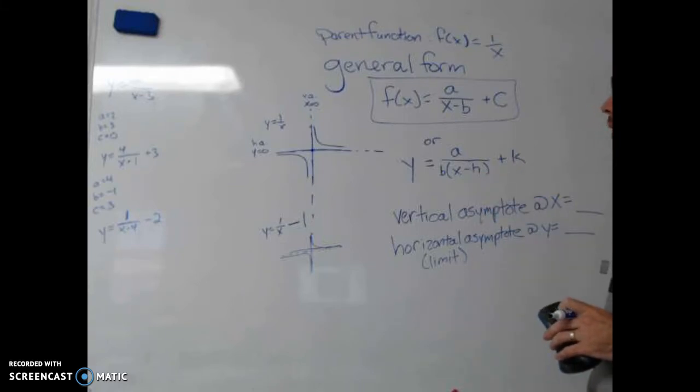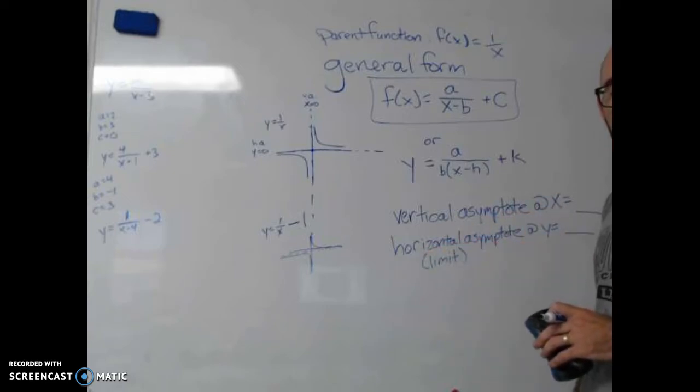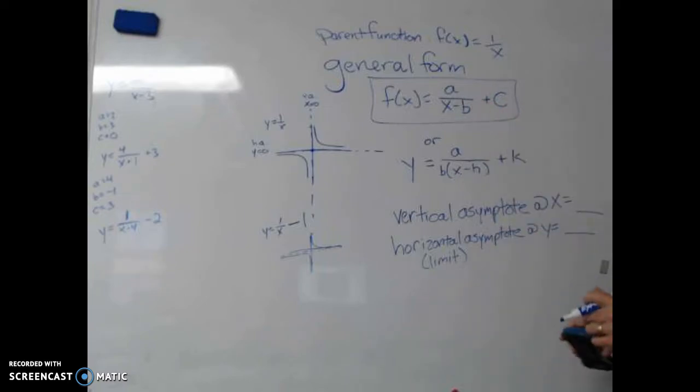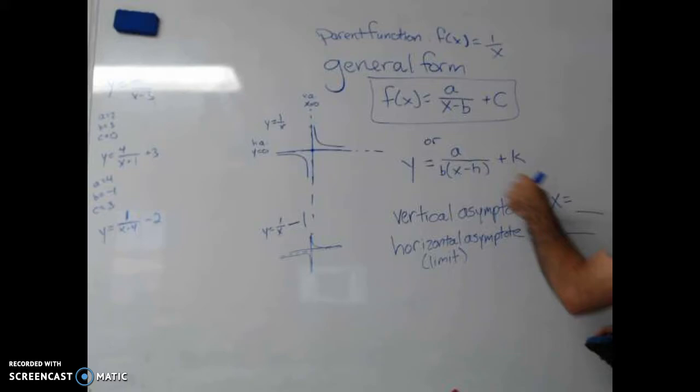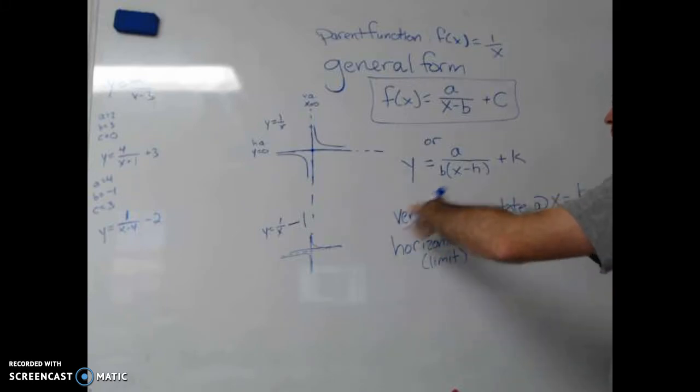For our original parent function, we had a vertical asymptote and a horizontal asymptote, and now because we've got these special kind of placeholders, our vertical asymptote is always going to be at x equals h. And our horizontal asymptote will always be where y equals k. Or up here in this form, we can say when x equals b and when y equals c. Those are both true. Remember, vertical is up and down.